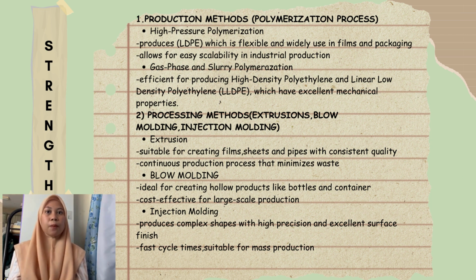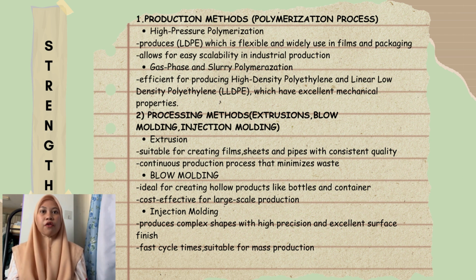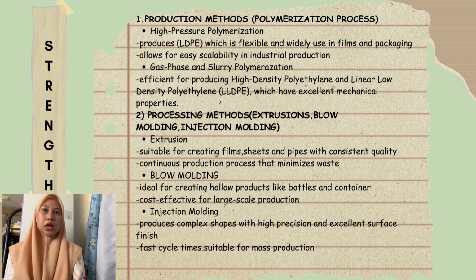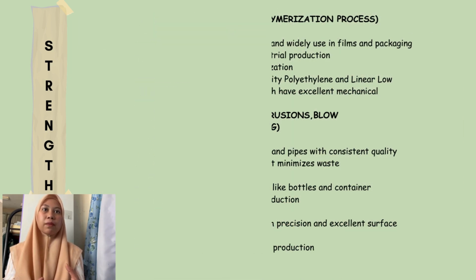Injection molding produces complex shapes with high precision and excellent surface finish. It has fast cycle time, suitable for mass production. For the strength of production method, high pressure polymerization, we have two of these polymerization processes. High pressure polymerization produces LDPE, which is flexible and widely used in film and packaging.